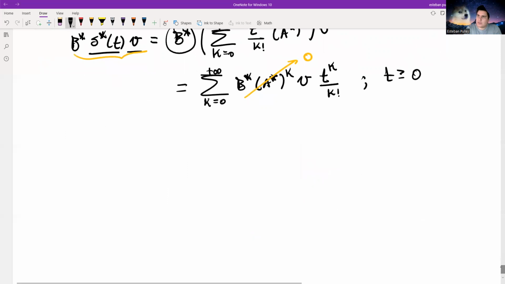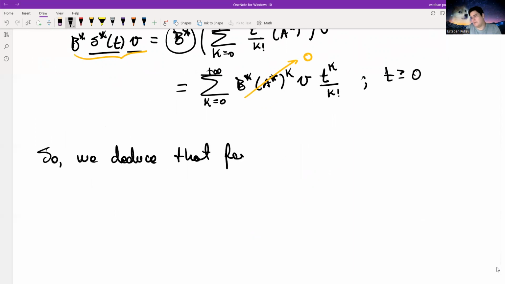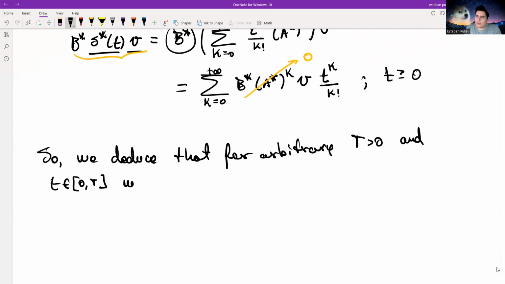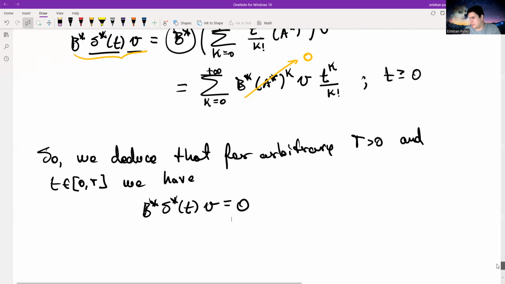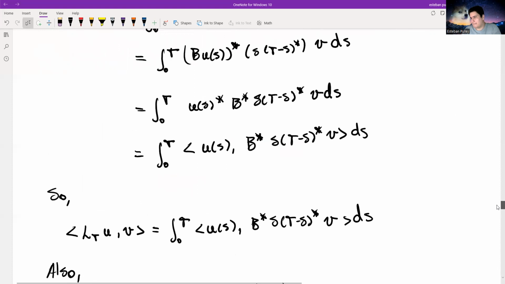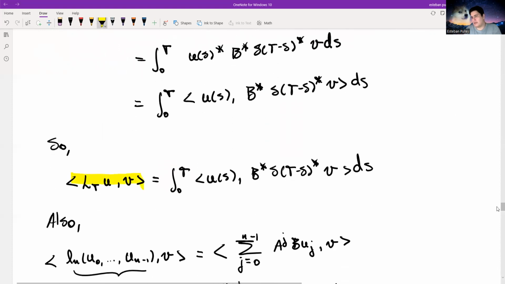Perfect. Okay, so we deduce that for arbitrary t greater than 0, with t an element of this interval, we have that B transpose S transpose of t B is equal to 0. But why is this important? Because I remember that when I have the inner product of L_T u and B, I have that expression here. And now I know that that expression is 0. Perfect.